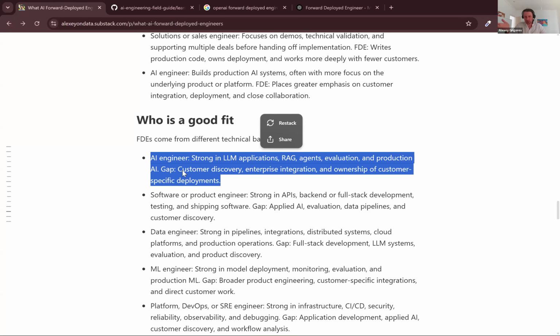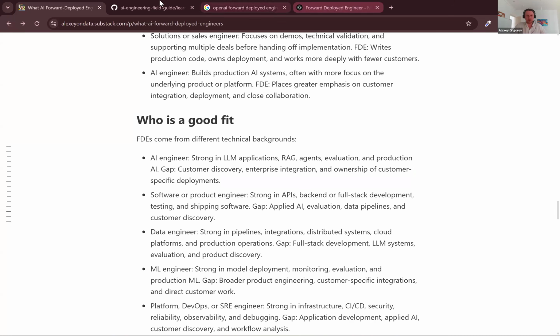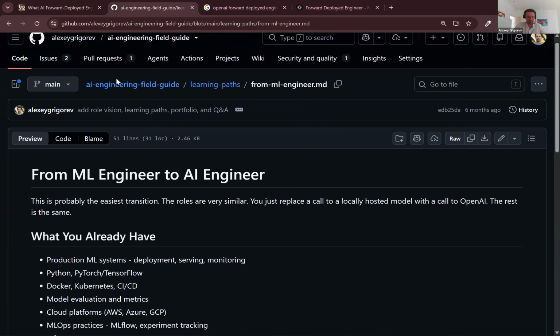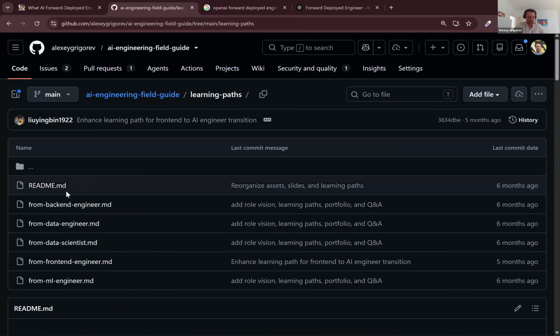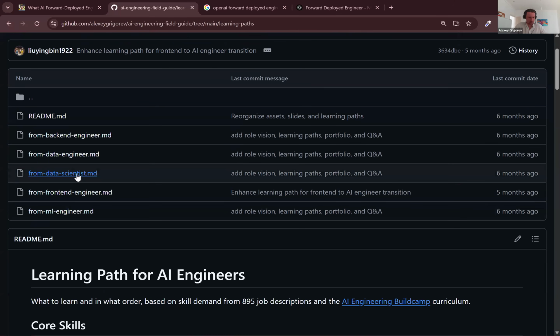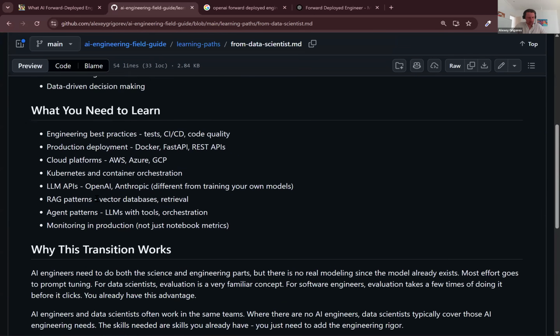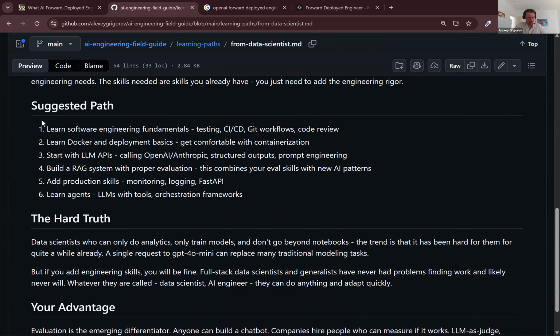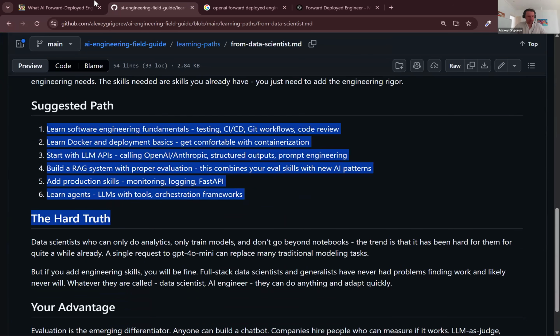But this is not the only way, right? You can pick up the skill by building projects, by working on your own projects. You can see which skills are required for AI engineers. Like maybe here, in the learning path, you can see where you are. Okay, for data analyst, you probably need to consider data science, and then you need to do these things.